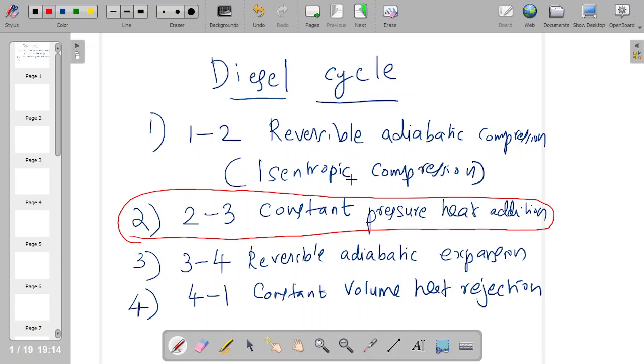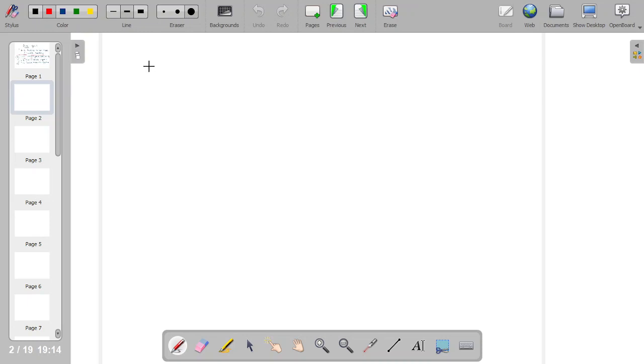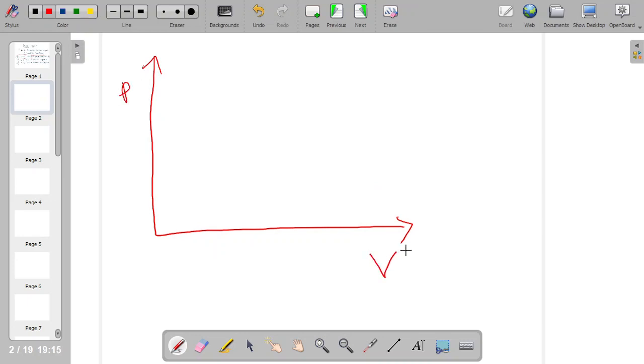Next we have to draw the PV and TS diagrams just like the Otto cycle. So our next step is to draw the PV diagram, that is the pressure volume diagram. Pressure is on the y-axis, volume is on the x-axis, and 1 to 2 is the same. We have already drawn the Otto cycle, so we are not spending more time on this. So 1 to 2 is compression. As compression happens, pressure increases, volume decreases, and it is PV raised to gamma is constant. It's a hyperbolic equation.